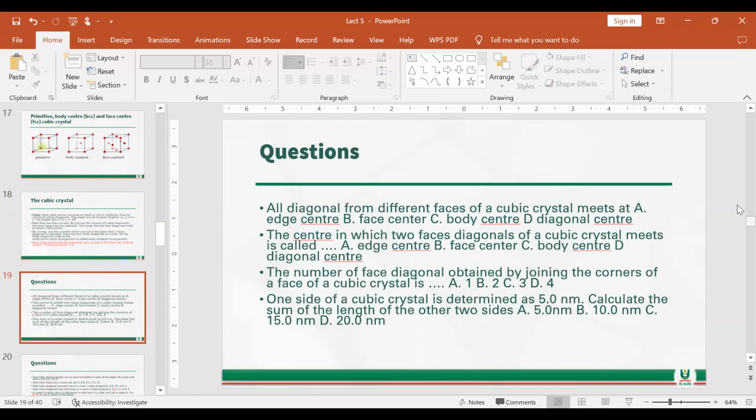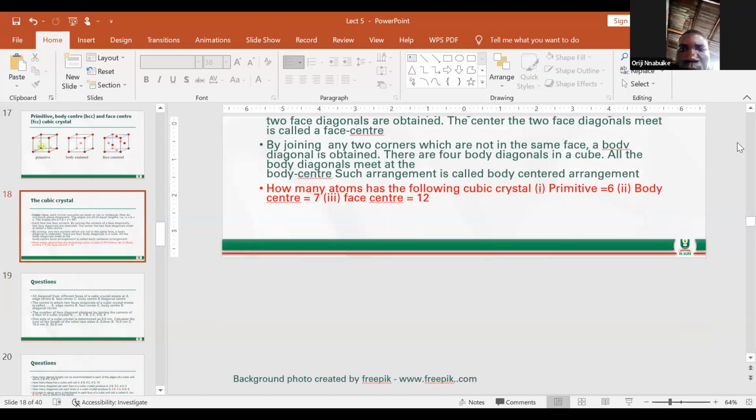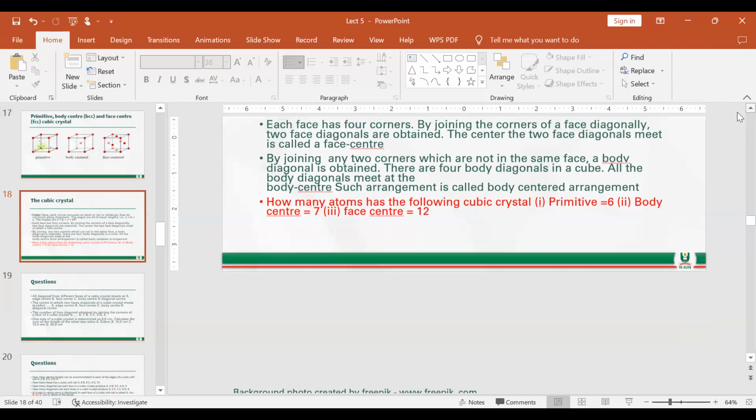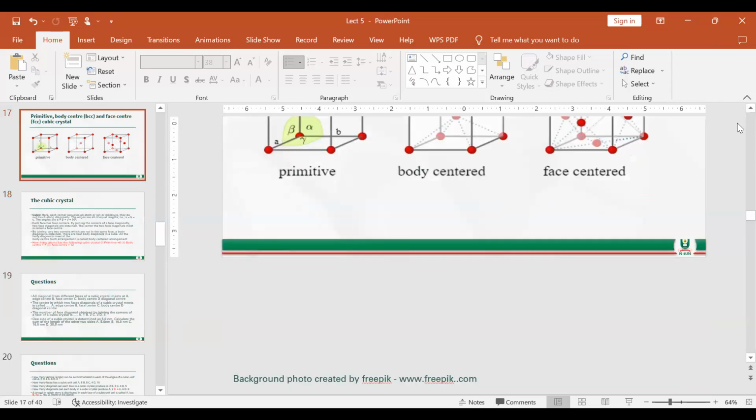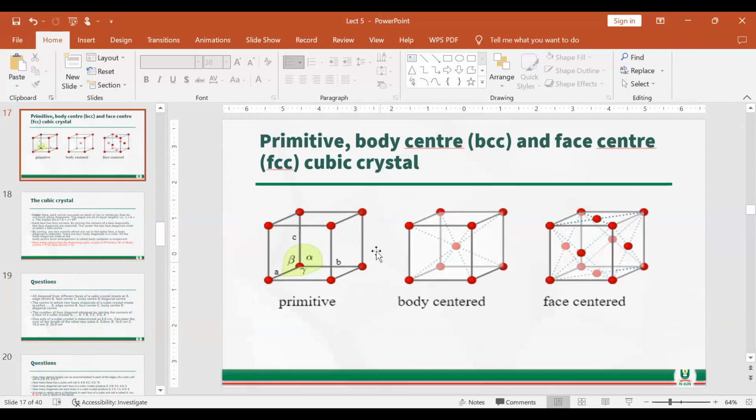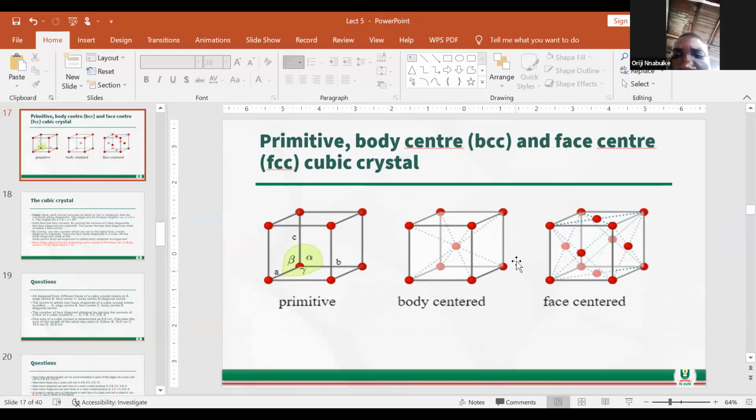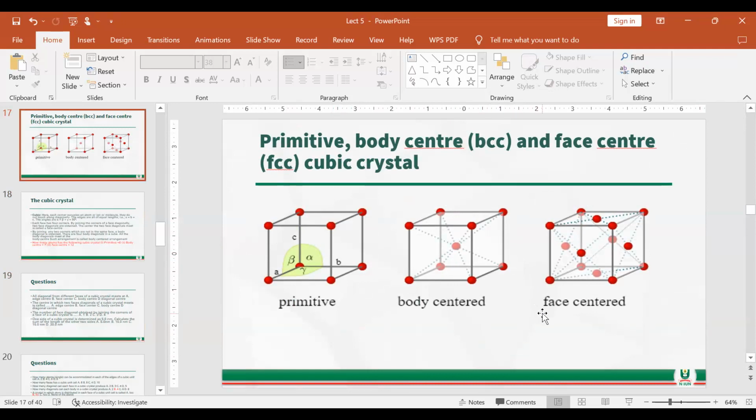Now let's take a very simple question. How many atoms has the following cubic crystal? Primitive. Let's count together. This is the primitive. How many atoms are there? 1, 2, 3, 4, 5, 6, 7, 8. How many are there? 8. So for the body center, how many? 1, 2, 3, 4, 5, 6, 7, 8, 9. Body center, how many? 9. And what of the face center? Can somebody count it and tell me how many atoms they have?